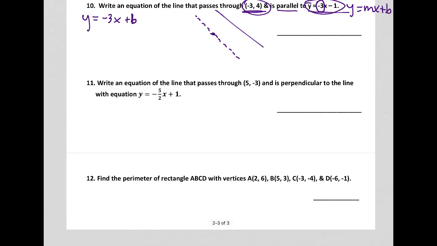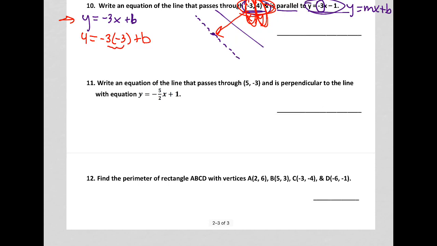So now, since we know this point is going to be on that second line, we need to use that as our x value and our y value inside of the equation y equals mx plus b. So we know the y from that coordinate is 4 equals negative 3. Our x from that coordinate is negative 3. And then we are looking for little b.